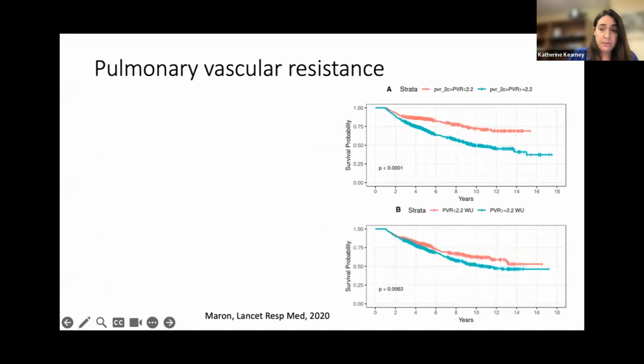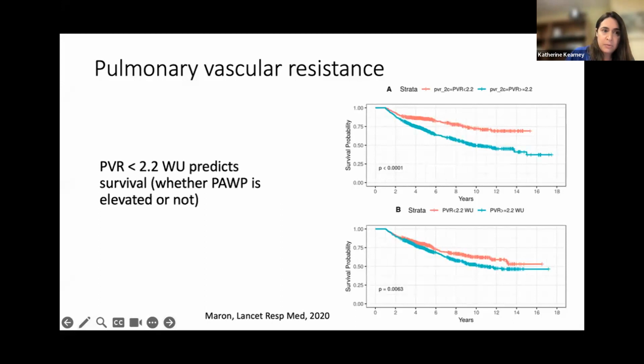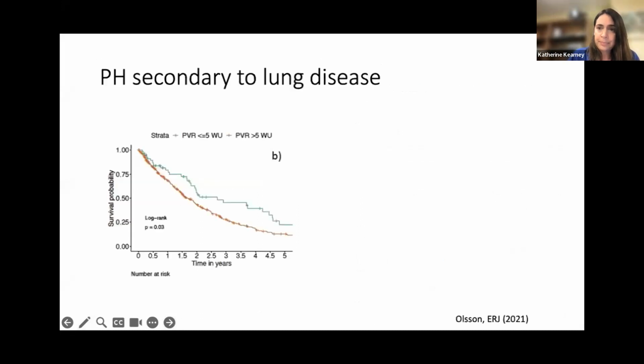epidemiological analyses, including this one from the US VA database. Here, the top Kaplan-Meier curve shows pulmonary artery wedge pressure less than or equal to 15 millimeters of mercury, so precapillary pulmonary hypertension, and the lower one shows post-capillary pulmonary hypertension. These Kaplan-Meier curves show that regardless of wedge pressure, an elevated PVR greater than 2.2 Wood units is associated with worse survival. Refining these interpretations to encompass all abnormal values in terms of pulmonary vascular physiology is an important step to better definition of right ventricular afterload and understanding the RV-PA interaction more completely.